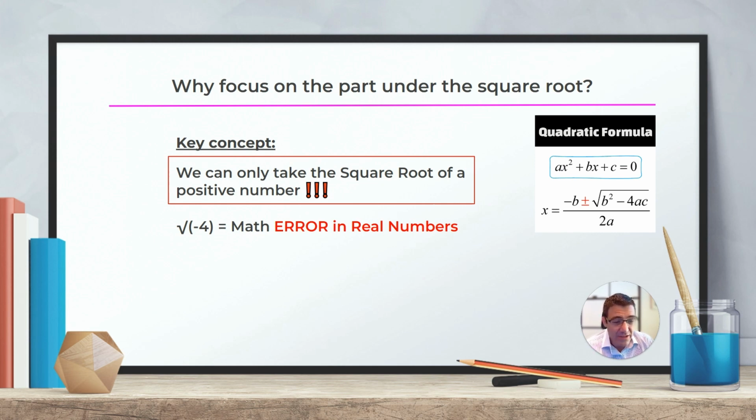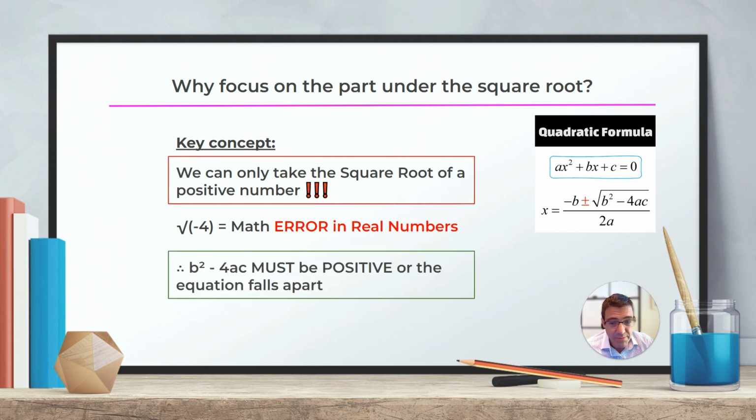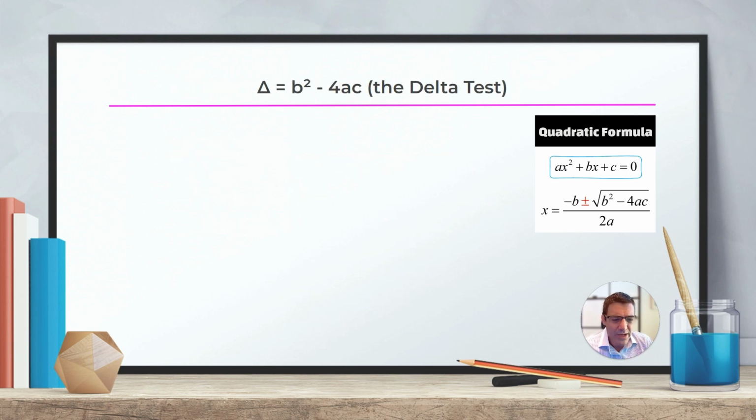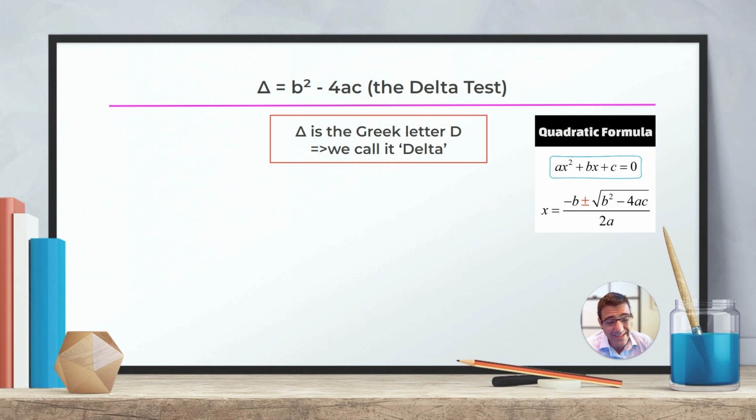How does this affect the square root of b squared minus 4ac? The bit under the square root, the b squared minus 4ac, must be positive. We call this quantity the discriminant, and it's very important to analyze this before you do the whole quadratic formula. You should do the b squared minus 4ac bit first to make sure that it's positive. Otherwise, the equation is a math error. So if b squared minus 4ac is negative, there are no solutions. We call b squared minus 4ac delta, which is the Greek letter D, and we call it the delta test.